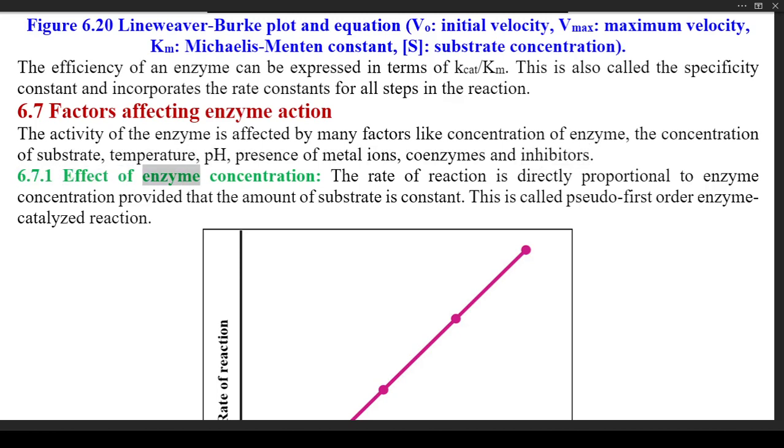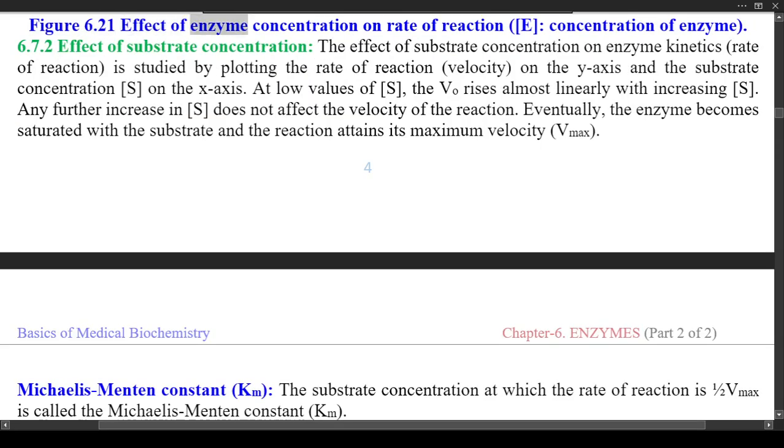6.7.1 Effect of enzyme concentration. The rate of reaction is directly proportional to enzyme concentration provided that the amount of substrate is constant. This is called a pseudo-first-order enzyme-catalyzed reaction. Figure 6.21 Effect of enzyme concentration on rate of reaction. E, concentration of enzyme.